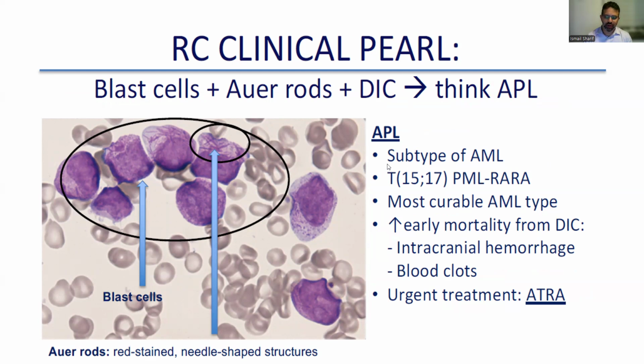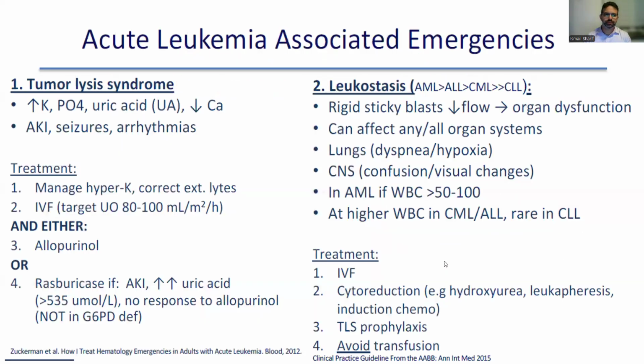APL, which is a type of AML, is acute promyelocytic leukemia, and those patients have, on molecular and genetic testing, translocation 15;17. We have to keep in mind it's the most curable type of AML. But those patients might be lost early if we don't start treatment very early because of DIC or bleeding. So that's why, remember what you need? ATRA. Remember, ATRA early on, you have to have ATRA.